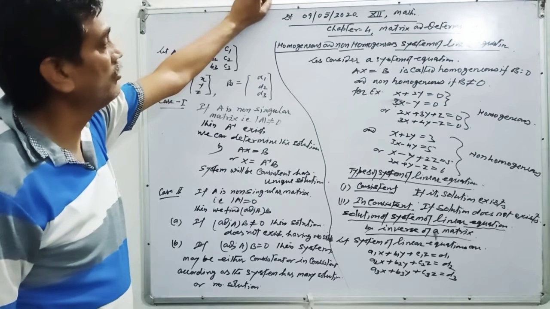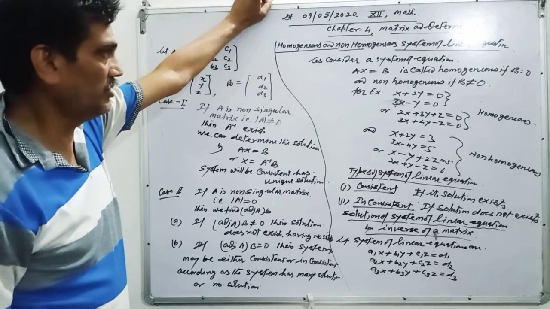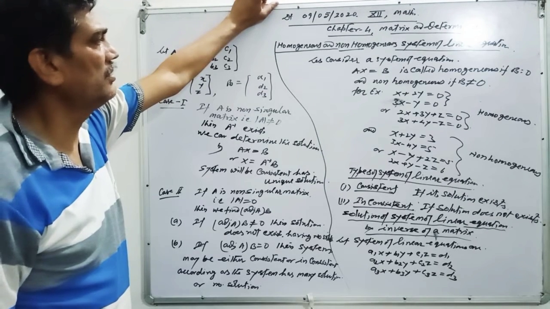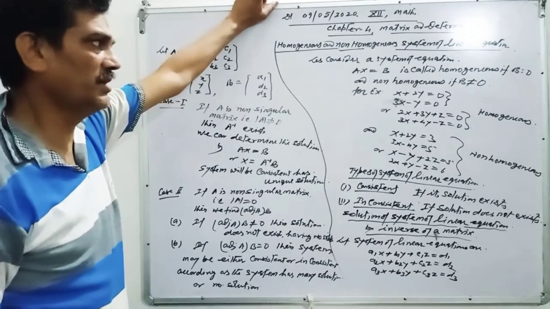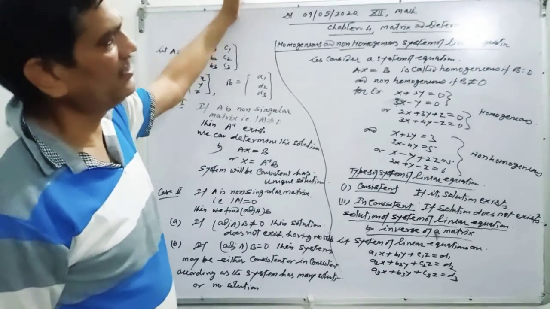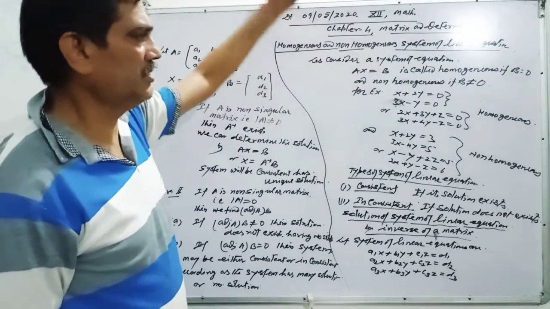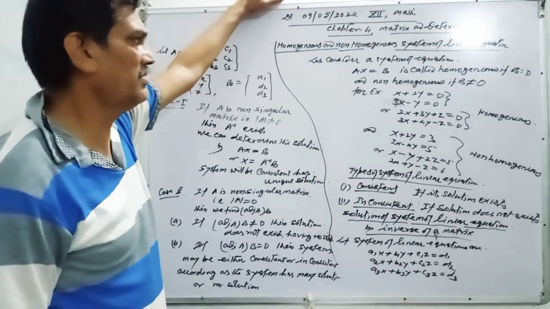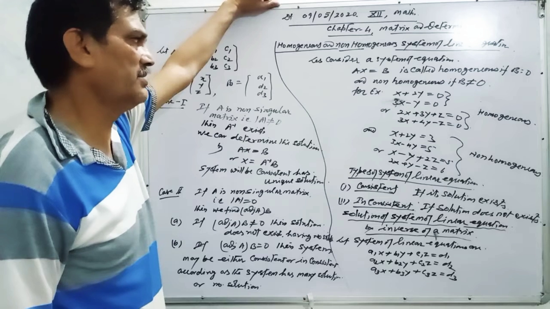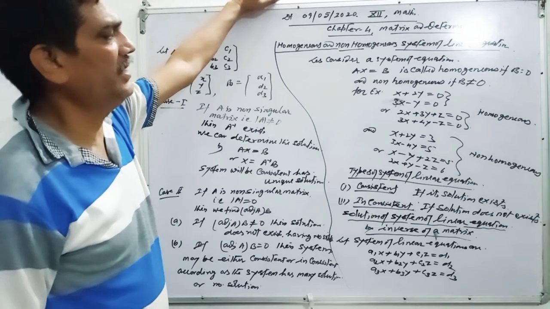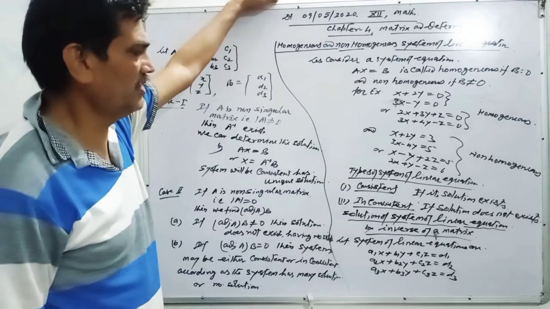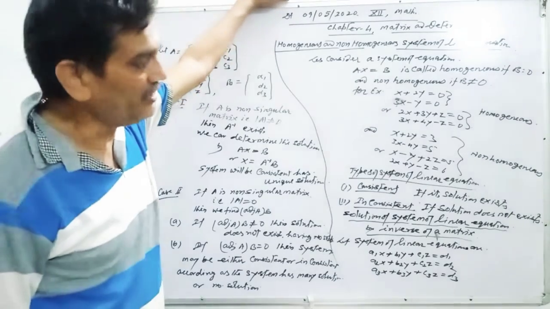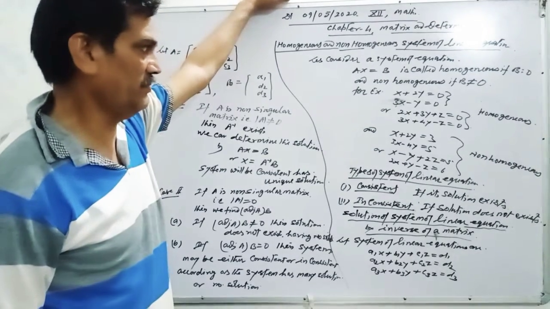Today we will discuss the system of linear equations. Before this, first we have to know about homogeneous and non-homogeneous systems of linear equations. Let us consider an equation AX = B, where A, X and B are matrices. X is the matrix of variables x, y, z. A is the matrix of their coefficients, and B is a matrix of constant terms.